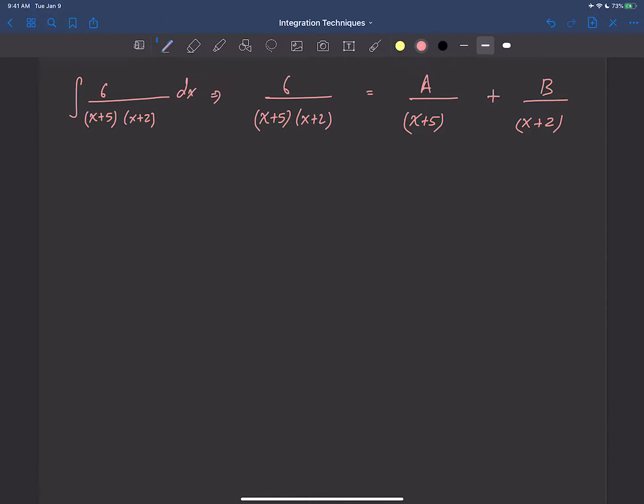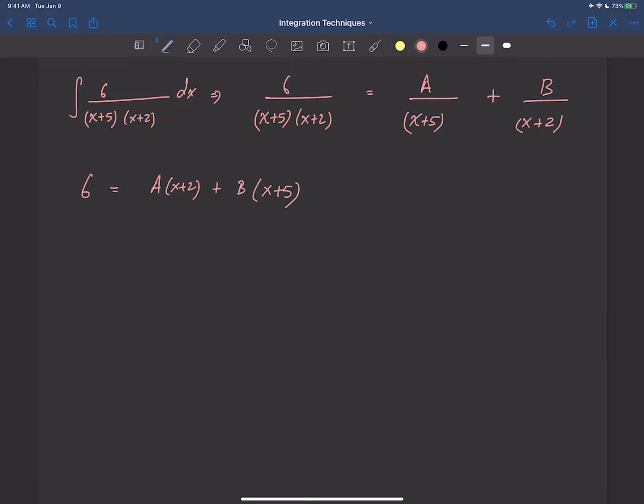Knowing this, you can cross multiply. Now that you're doing this so many times, you kind of know what to do: just compare the numerators, right? So the numerators here will be 6 equals a times (x plus 2) plus b times (x plus 5). So now you have a very nice scenario.